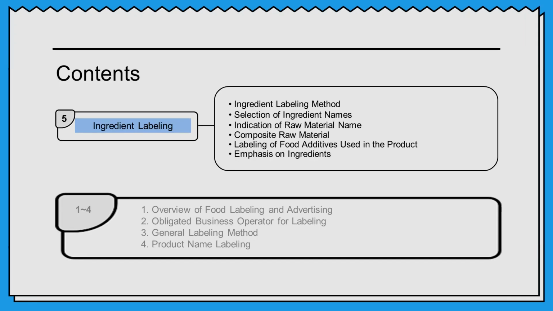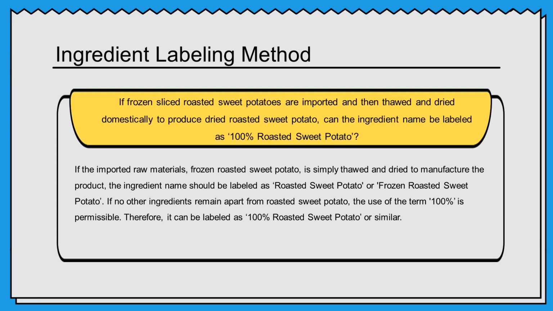In the second lecture, we learned about product name labeling method. In this third lecture, let's take a closer look at ingredient labeling. In more detail, we will study ingredient labeling method, selection of ingredient names, indication of raw material names, composite raw materials, labeling of food additives used in the food product, and emphasis on ingredients. This is about ingredient labeling method.